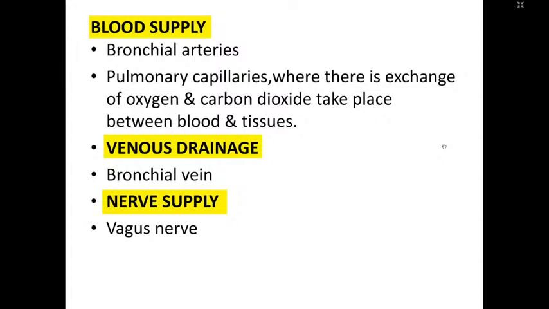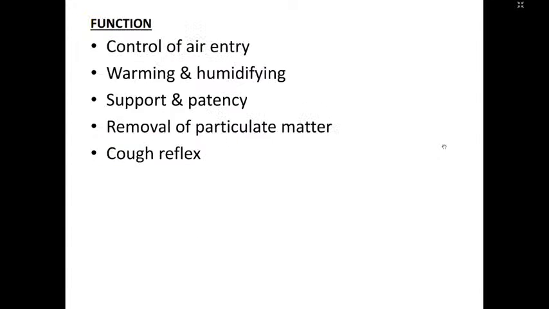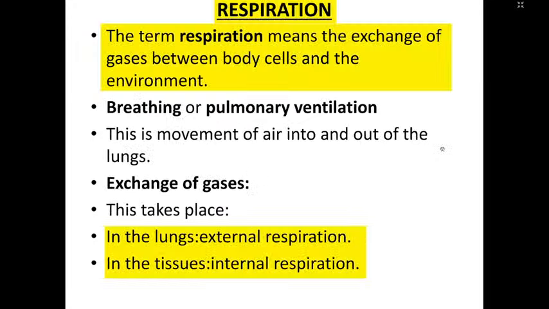And the nerve supply is through the vagus nerve. Functions again the same: control of air entry, warming, humidification, support and patency, removal of particulate matter, cough reflex.